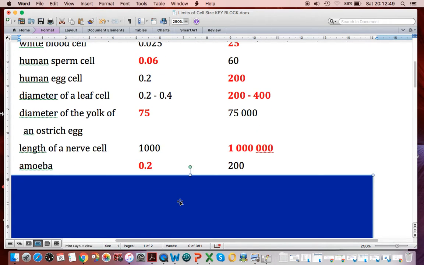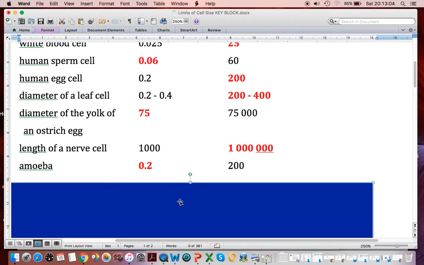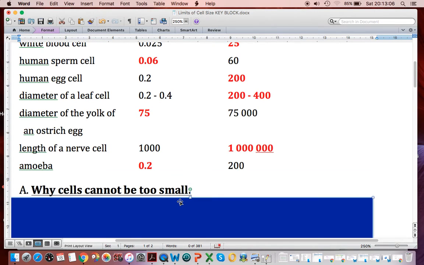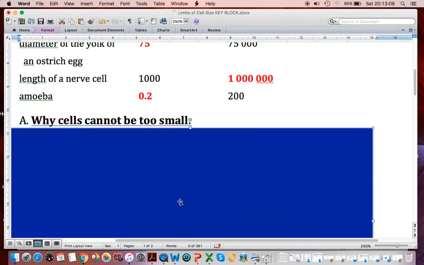Amoeba. Amoeba is something you may find in pond water. It's sort of a globular thing that oozes around, and when it wants to eat something, it engulfs the prey and then dumps in digestive juices and consumes it and gets the material. So first we look at why cells cannot be too small.